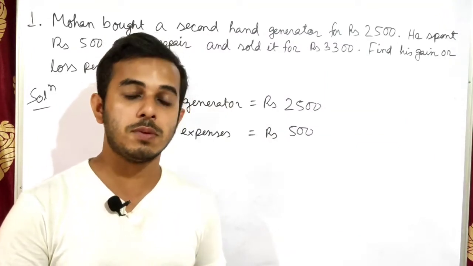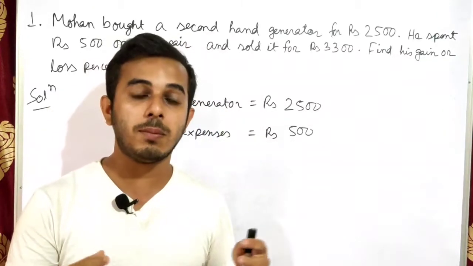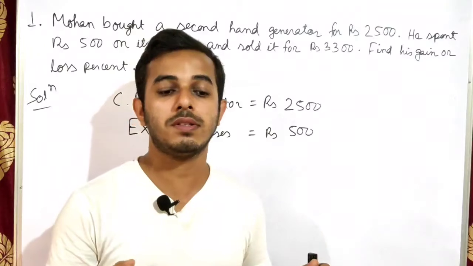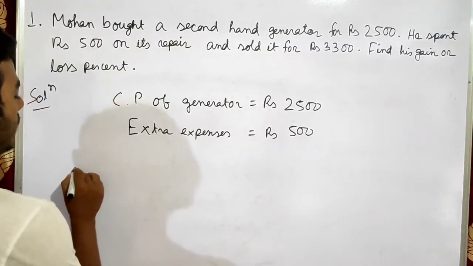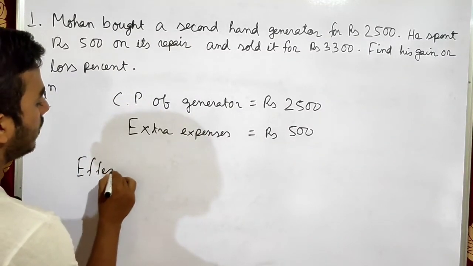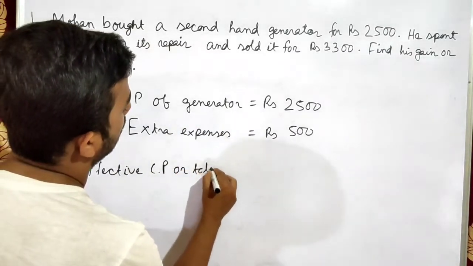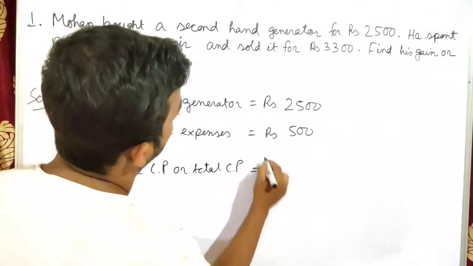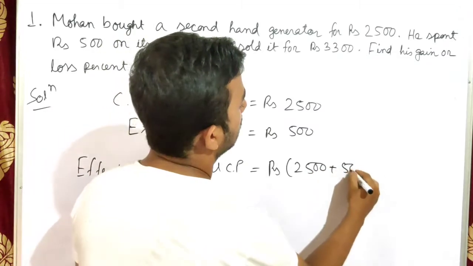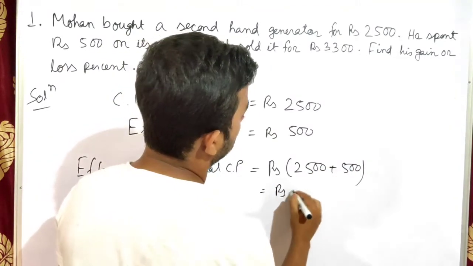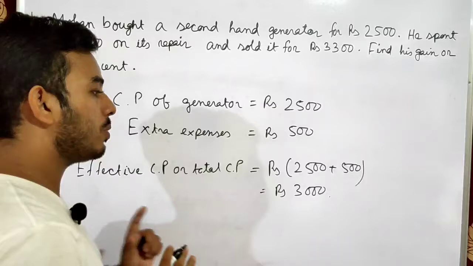The original cost price and the extra expenses, when we sum them up, this is known as the effective cost price, or you can say total cost price. So we'll write here effective CP or total CP equals 2500 plus 500. So it is rupees 3000. That is, the effective cost price or total cost price is rupees 3000.